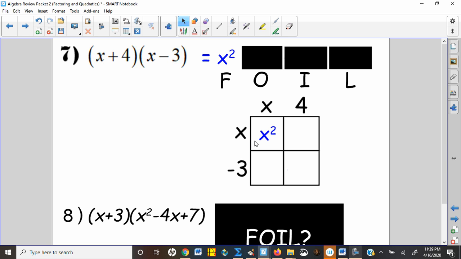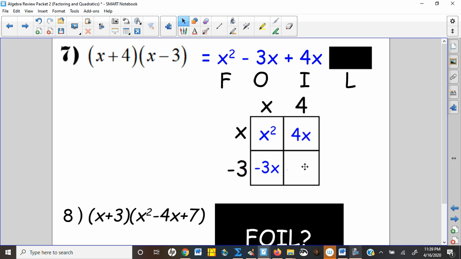And then when I do the outers, so that would be x times negative 3. Well, x times negative 3 right here, I get negative 3x. See, look, I'm getting all the same pieces that I got with FOIL. And so that's another way of doing the same problem.